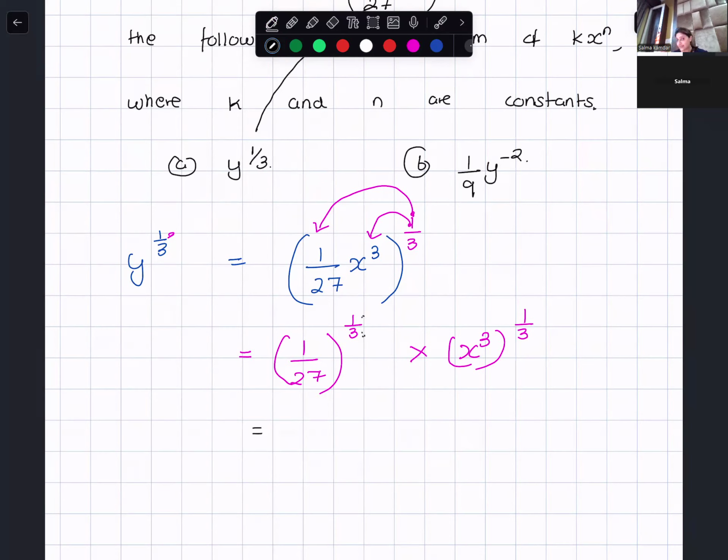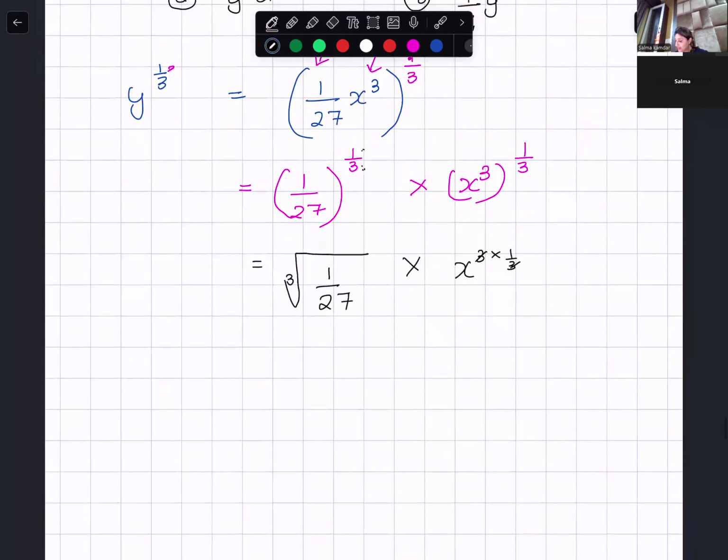I know that if it is anything that is a power of 1 by 3, it comes into the root. So it will become cube root of 1 by 27, and this would be x cube into 1 by 3. So this would become x. I know cube root of 1 is 1 and cube root of 27 is 3. So 1 by 3 into x. So the answer would become 1 by 3x.